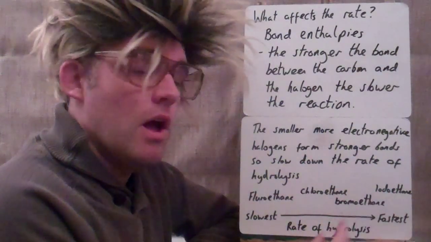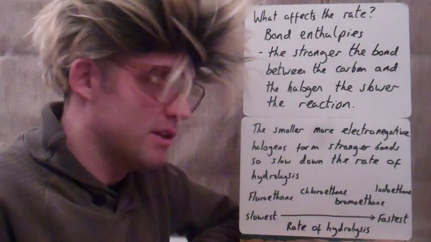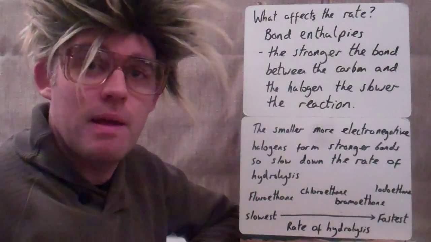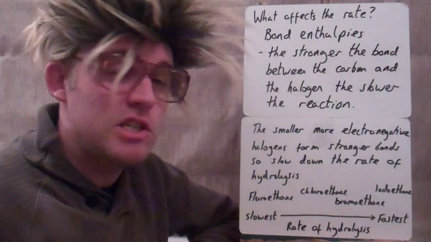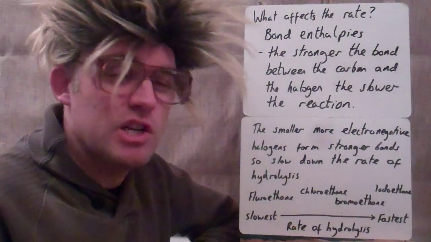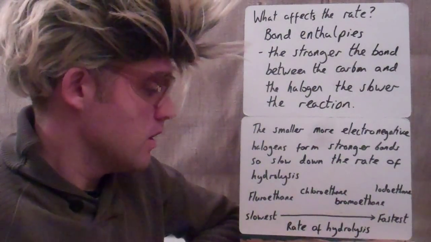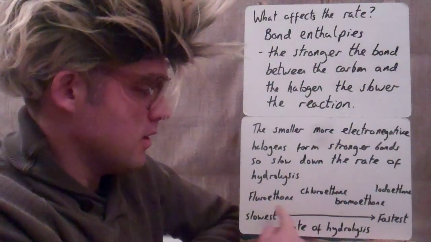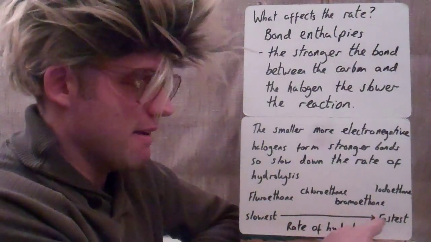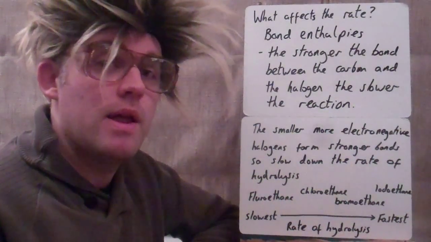So by the time we get down here, the iodine is a much bigger atom. Okay, its electronegativity is very small compared to the others, and that means that bond's much weaker. So it's easier to break, which means the substitution reaction is much quicker. It's easier to remove the iodine from the molecule and replace it with an OH. And there you can see that as we go down group 7, the rate is getting faster because the bond is getting weaker between the carbon and the halogen.